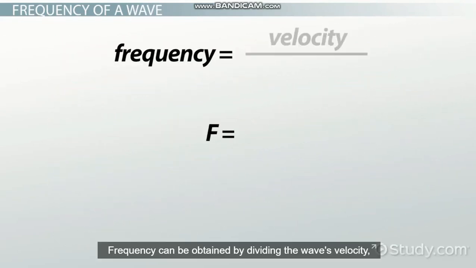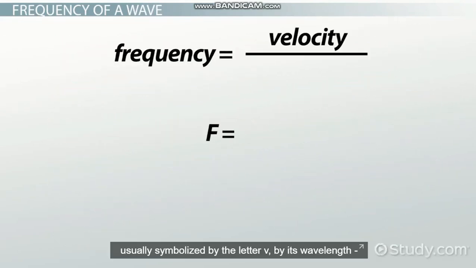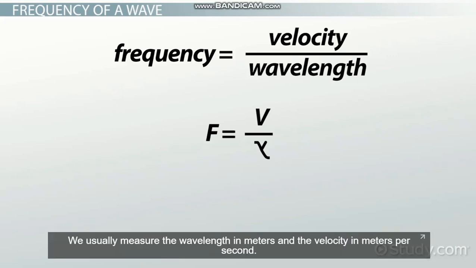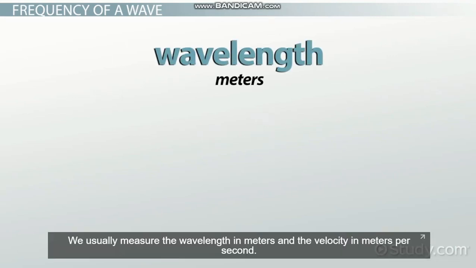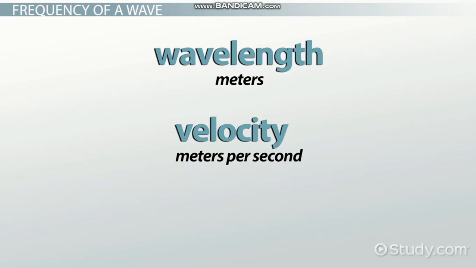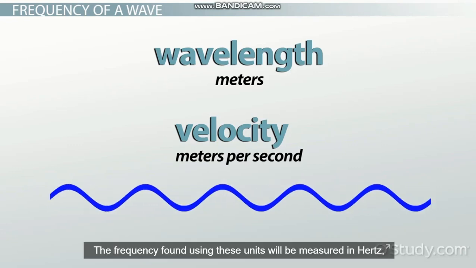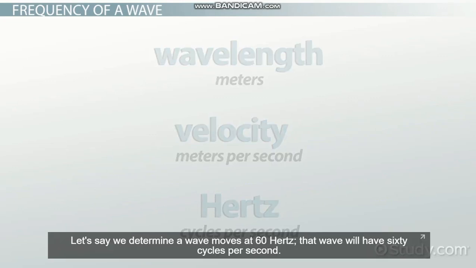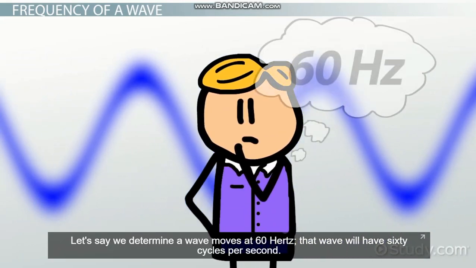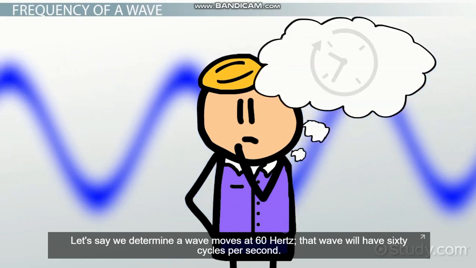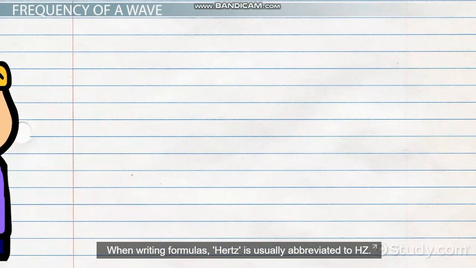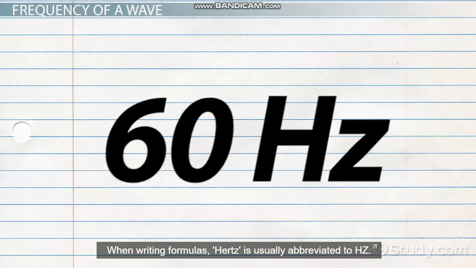Frequency can be obtained by dividing the wave's velocity, usually symbolized by the letter v, by its wavelength. Remember, we represent it with the Greek symbol lambda. We usually measure the wavelength in meters and the velocity in meters per second. The frequency found using these units will be measured in hertz, another way of saying cycles per second. Let's say we determine a wave moves at 60 hertz. That wave will have 60 cycles per second. When writing formulas, hertz is usually abbreviated to Hz.